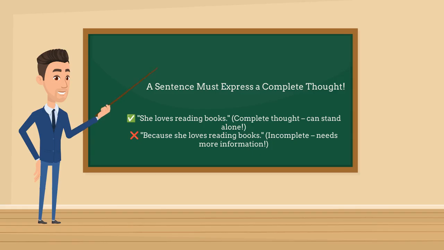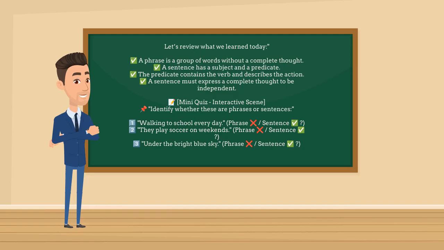We call an element like the one we have in the second example on the board a dependent clause because it cannot stand alone. Let's review what we learned today. First, we said that a phrase is a group of words without a complete thought. Then, we added that a sentence has a subject and a predicate. Next, we mentioned that a predicate contains the verb and describes the action. Finally, we said that a sentence must express a complete thought to be independent.